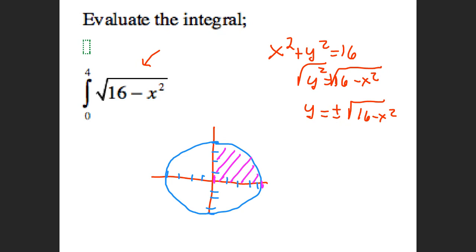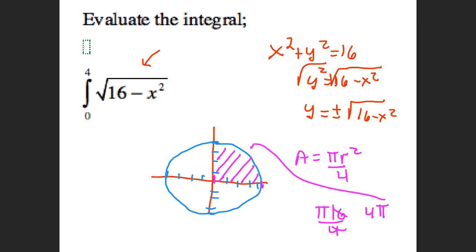That's what the whole question is asking me to do. It's asking me to find the area above the x-axis between 0 and 4. Now, that's pretty easy because I know what the area of a circle is. Area of a circle is pi r squared, isn't it? Well, this is only a fourth of a circle, so obviously my answer is going to be pi r squared over 4. So if I put the radius in there, that's going to be 16. So the area for this piece of the circle should be 4 pi.